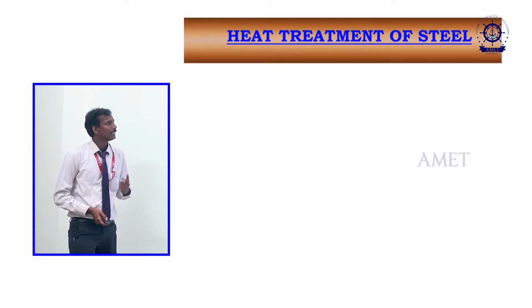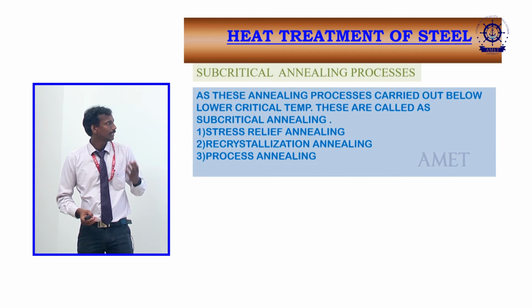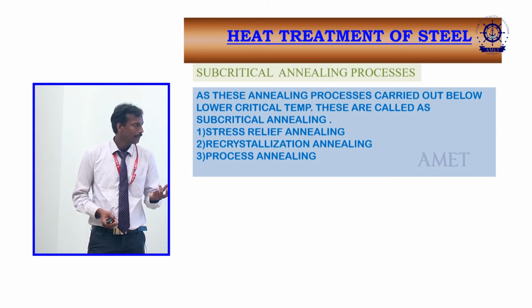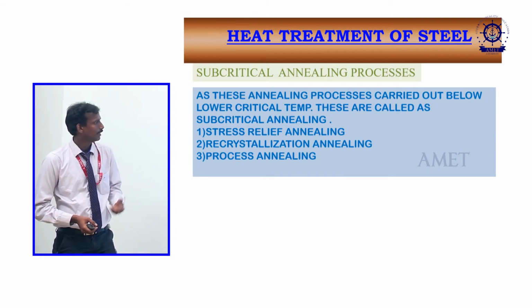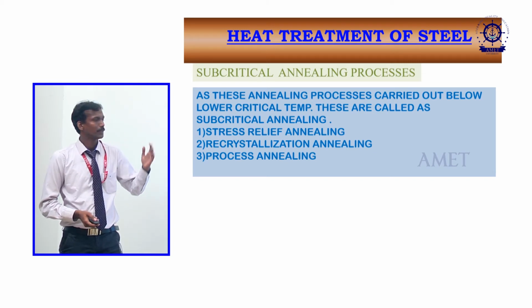Now move on to the subcritical processes. In the subcritical annealing process we have three categories. The first one is stress relief annealing, the second is recrystallization annealing, and the third one is process annealing. These are the three annealing processes involving subcritical conditions.